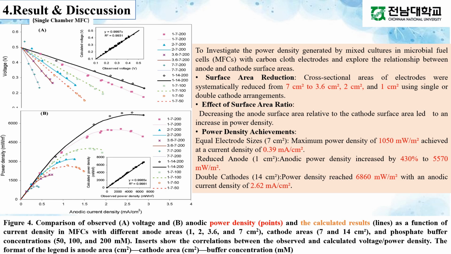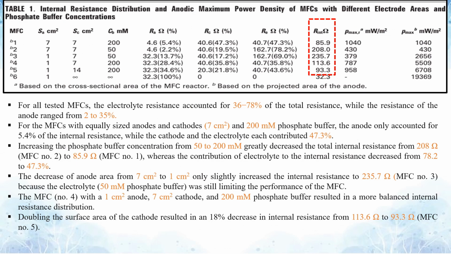Table 4 shows the internal resistance distribution and anodic maximum power density of 6 microbial fuel cells with varying electrode areas and phosphate buffer concentrations. Here's a detailed interpretation. For all tested microbial fuel cells, the electrolyte resistance accounted for 36 to 78% of the total resistance, while the resistance of the anode ranged from 2 to 35%.